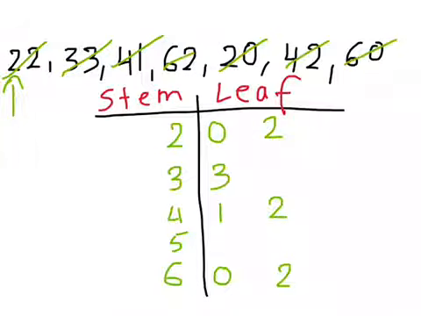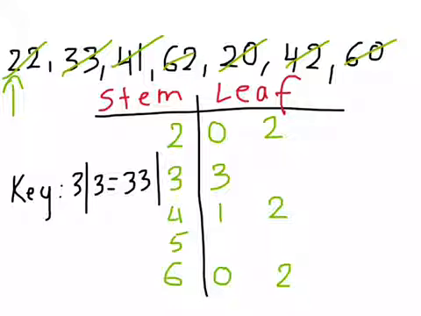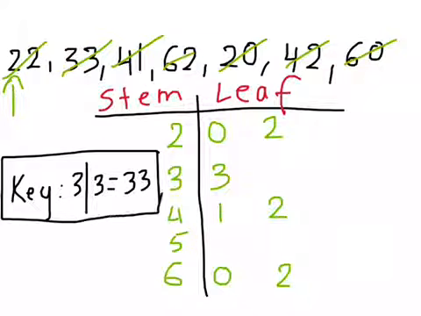So from that, make sure you have your key in there as well. So my key, just going to pick a number. Let's go with 33. And you put that at the side or at the bottom somewhere so it's not interfering with your stem and leaf plot. Alright, let's have a look at finding or analysing data from a stem and leaf plot.